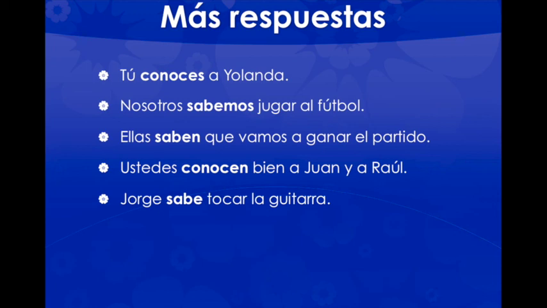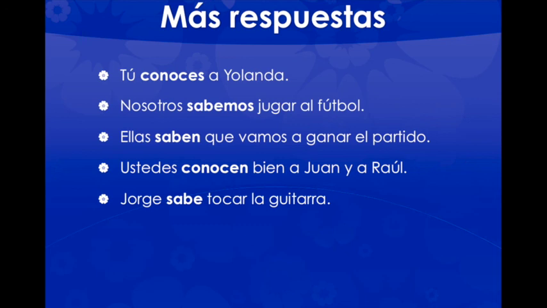Nosotros sabemos jugar al voleibol. We know how to play volleyball. Another great way to remember this is if you see an infinitive, a verb that ends in AR, ER, or IR, directly after the verb, you're talking about abilities. Nosotros sabemos jugar. We know how to play. Ellas saben que vamos a ganar el partido. They know that. Again, whenever you see a que afterwards, you're talking about knowing that something is happening.